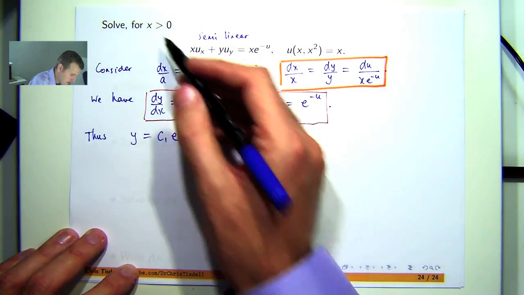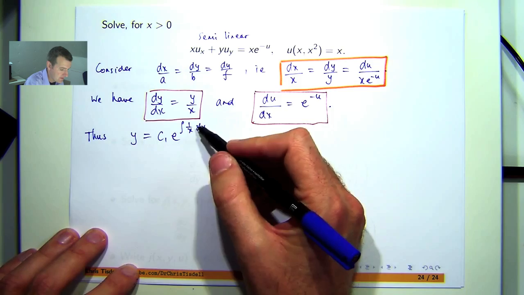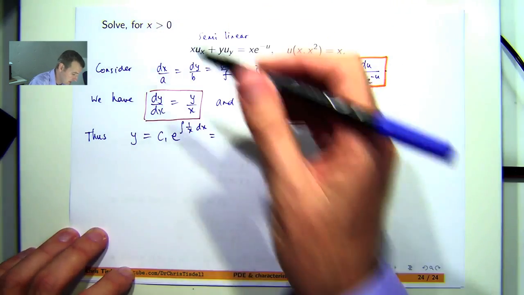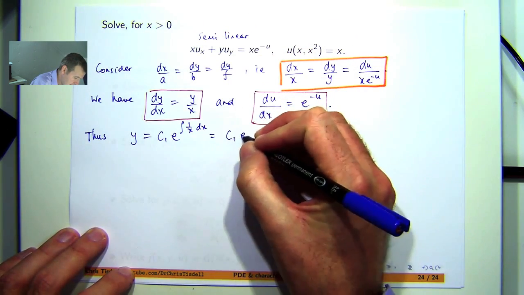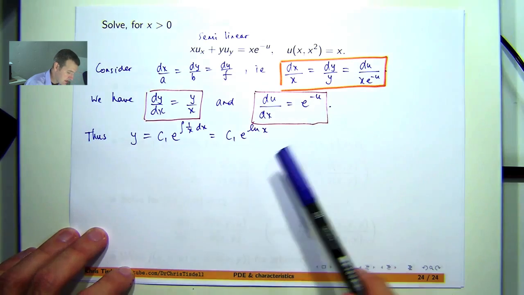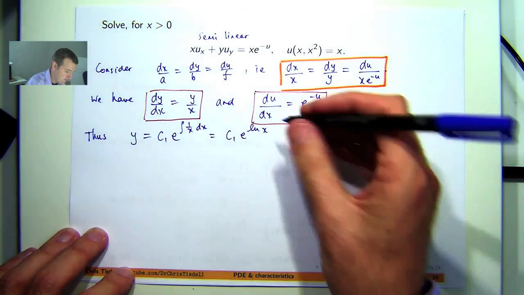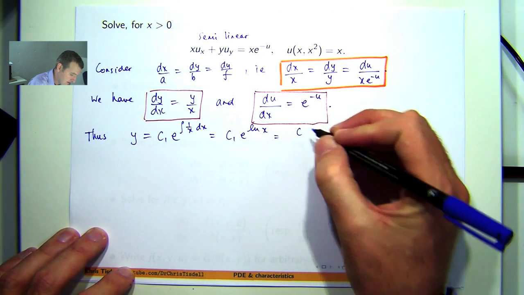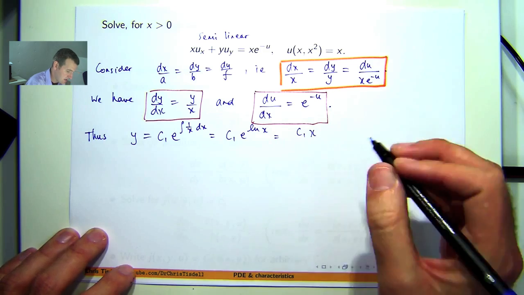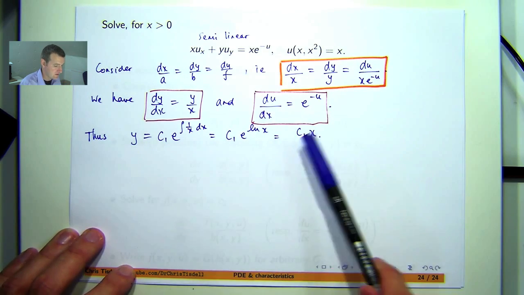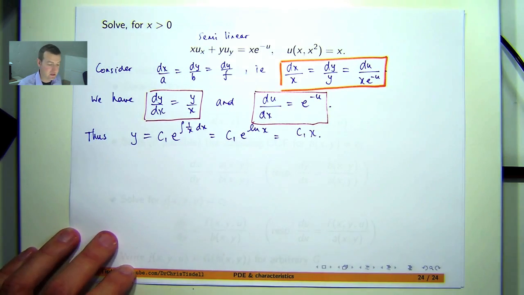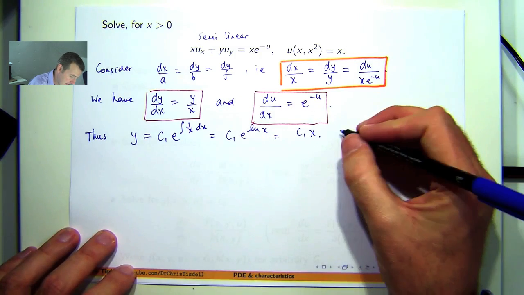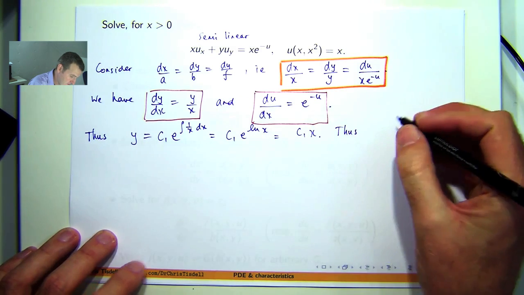X is positive, so when we integrate this we'll get a logarithm. Don't need to worry about absolute value signs because x is positive. And I know that the exponential and the logarithm are sort of inverse operations. So I get the following: y equals C1 x, where C1 is an arbitrary constant. Now I'm just going to isolate the constant.